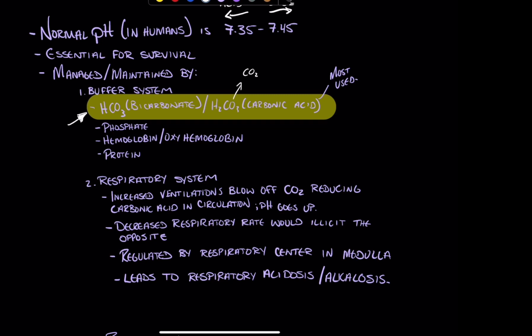There are other buffer systems in the body as well. There's phosphate, hemoglobin, and protein systems. They're not as widely used as the bicarbonate system and the carbonic acid.